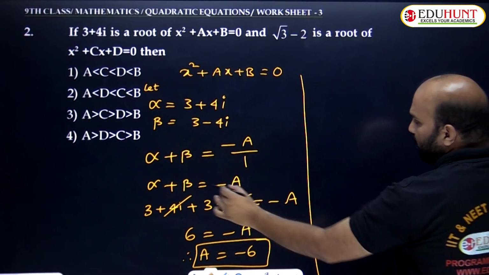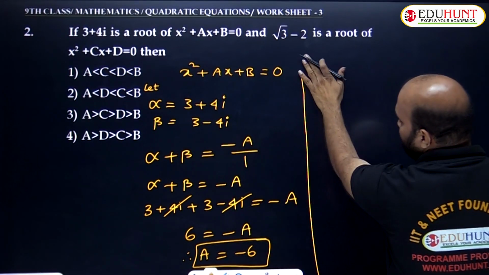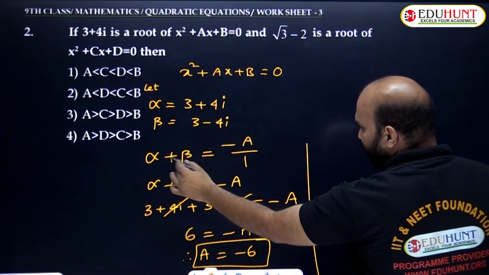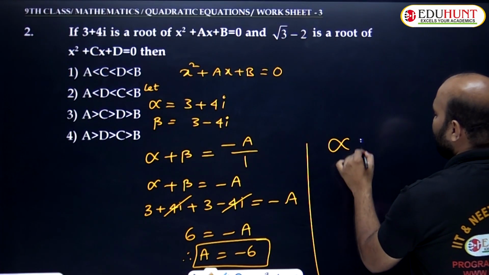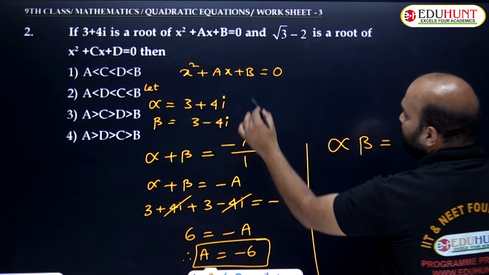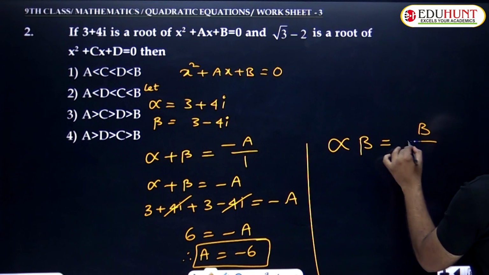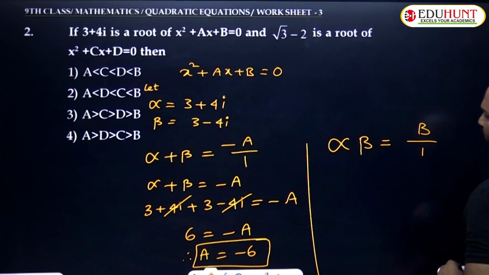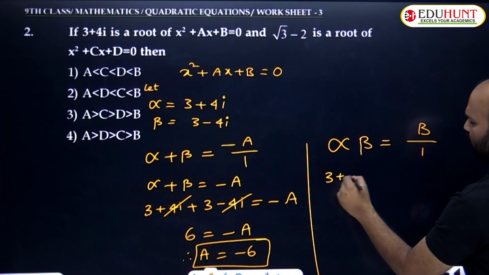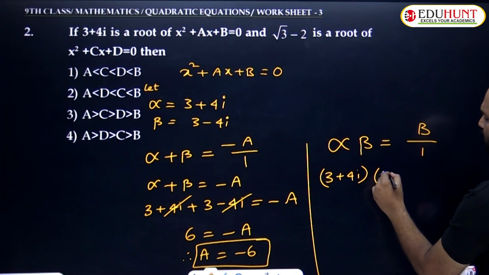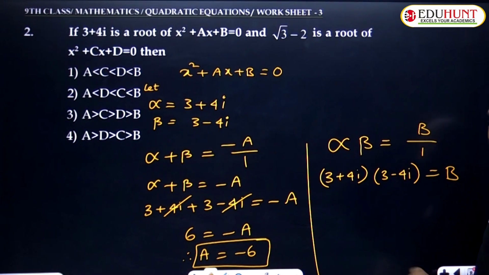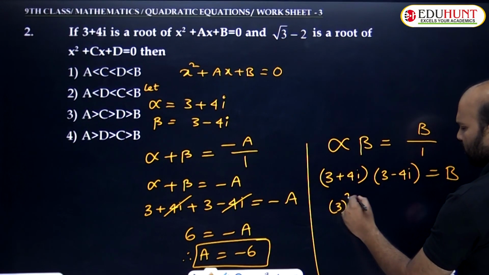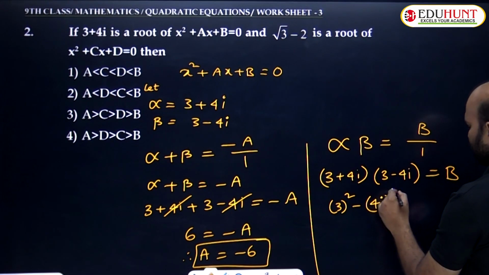But next one. So here sum of the roots alpha plus beta equal to minus a, already solved, a equal to minus 6. Now what is the product of the roots? Alpha into beta equal to formula c by a. Here c is nothing but the constant value b, and a is nothing but x square coefficient 1. Alpha beta, alpha value 3 plus 4i into beta value 3 minus 4i equals b. So a plus b, a minus b formula, a square minus b square. This is a general formula. What is the formula? 3 square minus 4i whole square equals b.